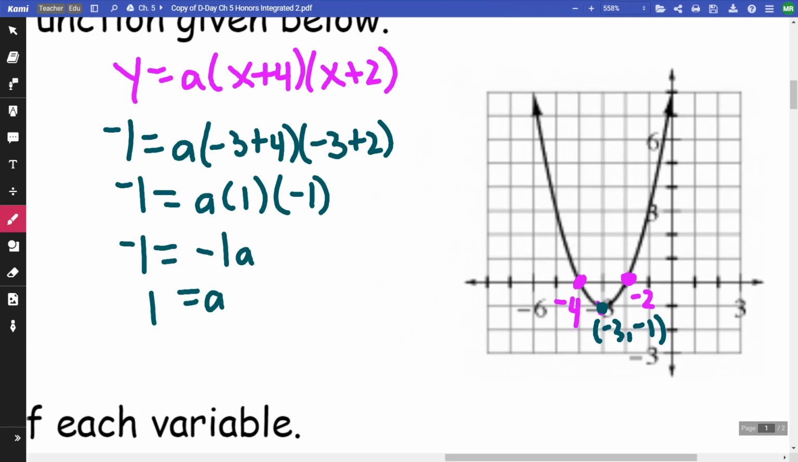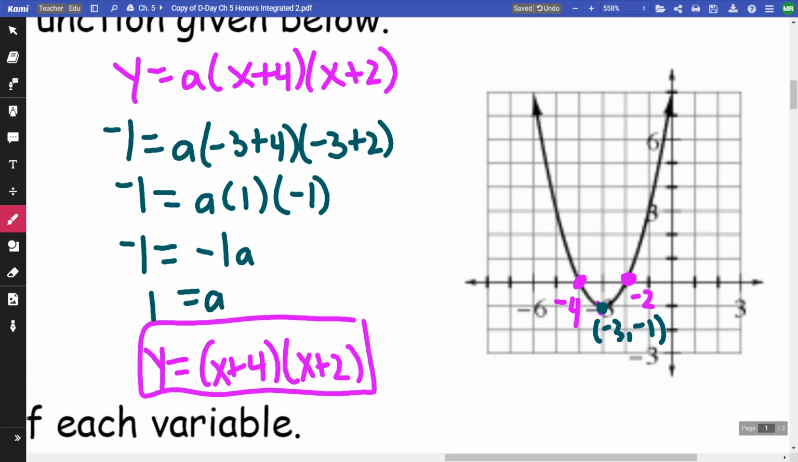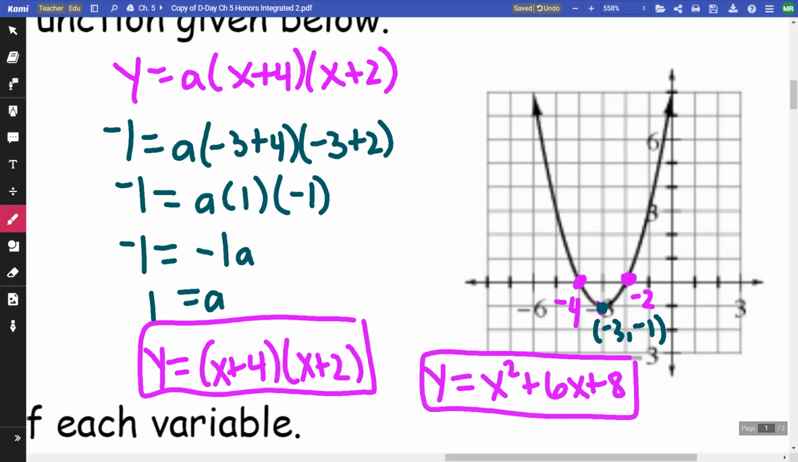Don't assume a is always 1 though. Okay, so that means my equation is going to be y equals 1, but I don't need to write the 1, times (x + 4) times (x + 2). I can also multiply that out. And if that's multiplied out, I'd have y equals x squared plus 6x plus 8. I'd accept either one of those.